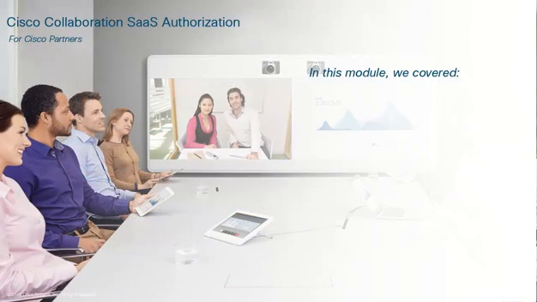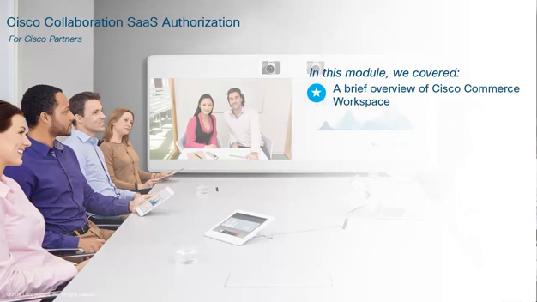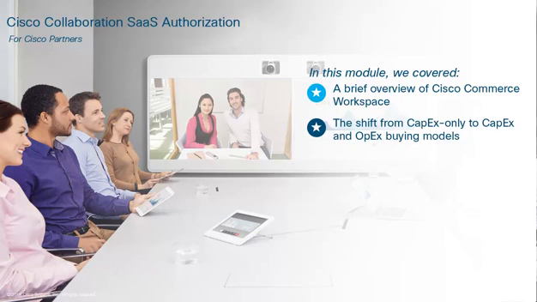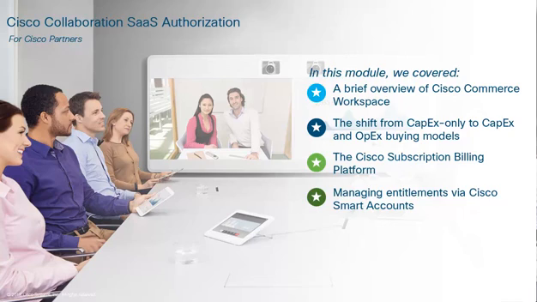In this module, we covered a brief overview of Cisco Commerce Workspace, the shift from CapEx only to CapEx and OpEx buying models, the Cisco subscription billing platform, managing entitlements via Cisco Smart Accounts, and an introduction to Cisco's Try and Buy program.